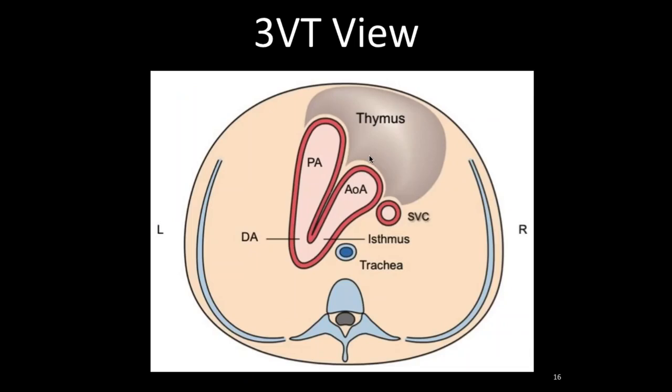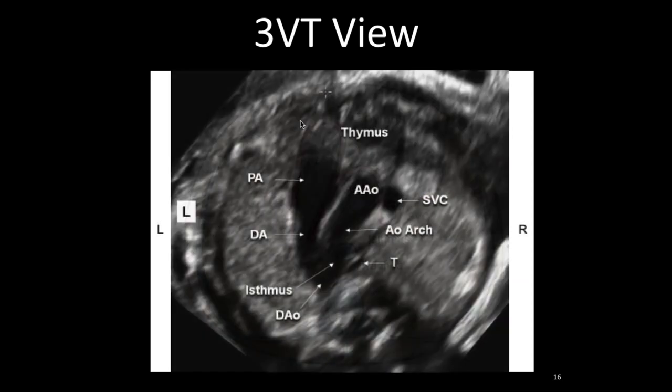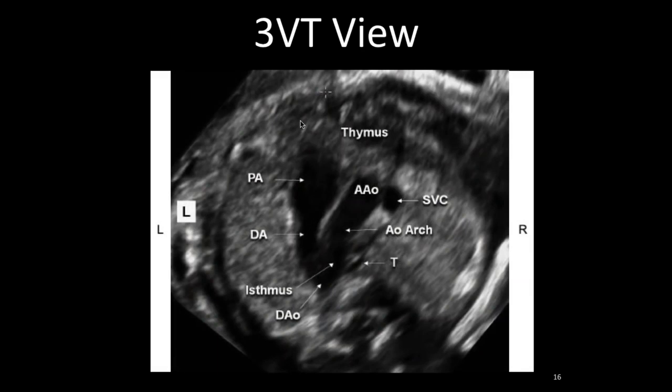So, a review of the anatomy before we go into more details. Pulmonary artery, ascending aorta, superior vena cava, ductal arch, aortic isthmus, coming to the descending aorta to the left side of the trachea. The thymus gland occupies this anatomic region here, and here's an overlapping ultrasound image to show you the same anatomy.